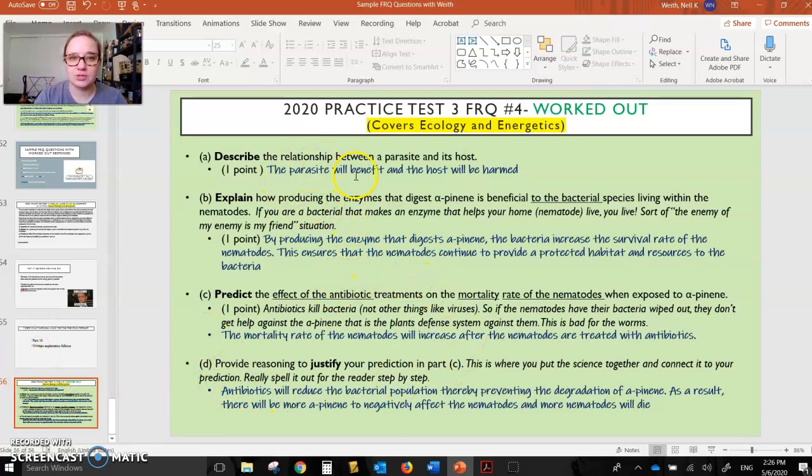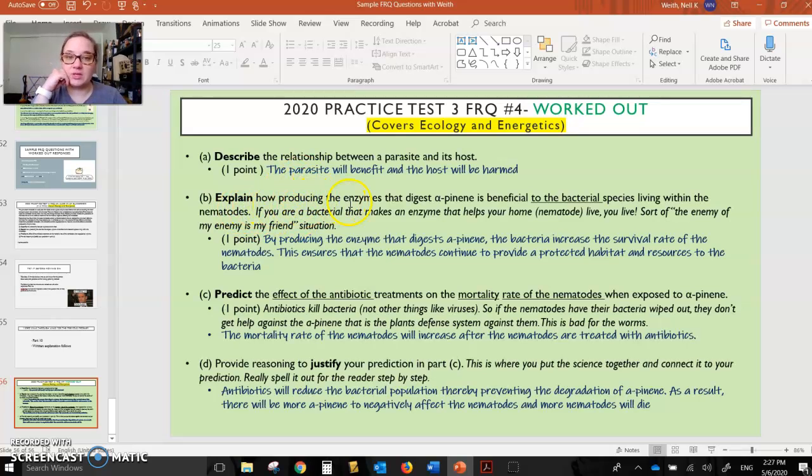Okay, so describe the relationship between parasite and host. This is a plus-minus relationship. This is part of the ecology unit that we will be doing after the AP Bio exam for everyone. And so the parasite benefits, as the worms, and the tree is going to be harmed. You could include the worms and the trees in your statement here, but you need at minimum: parasite will benefit, host will be harmed.